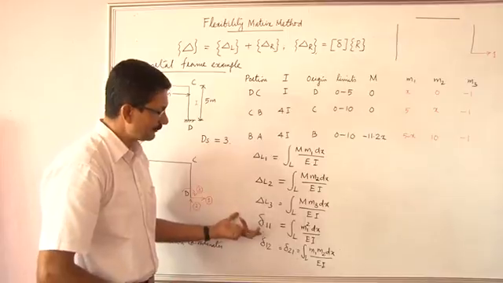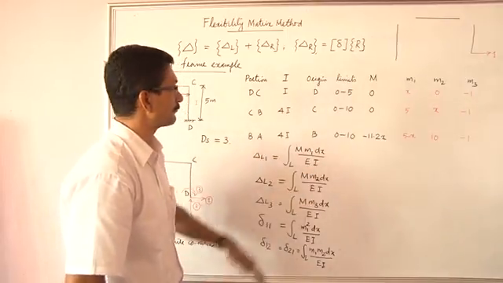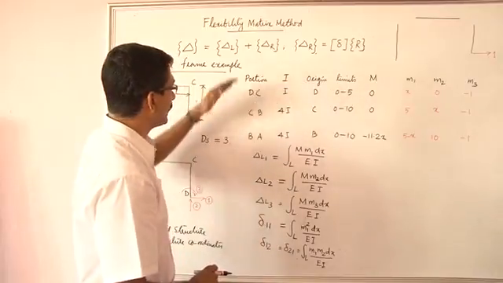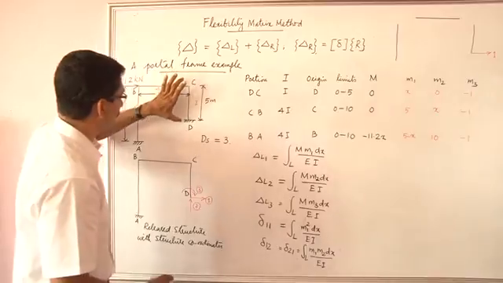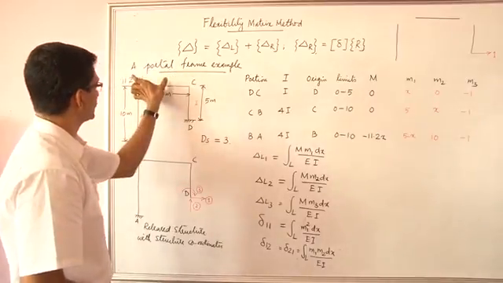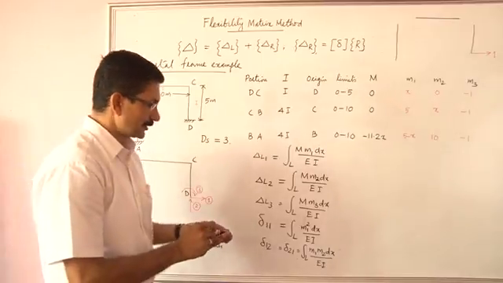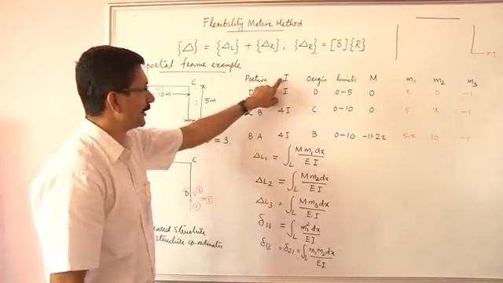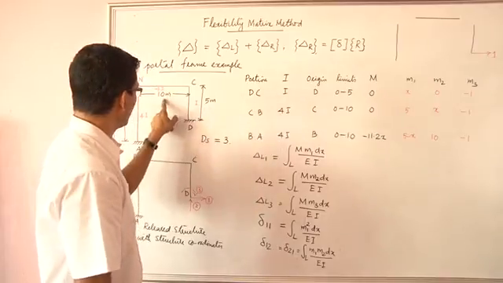Now before doing that, we have to find out what is capital M, what is small m1, small m2 and small m3. For that we use this table. Here the first column is for the portions. We have 3 portions here: one is DC, second is CB and third is BA. They are given here. The moment of inertia, or second moment of area, of the cross sections is given in the second column: I, 4I and 4I.